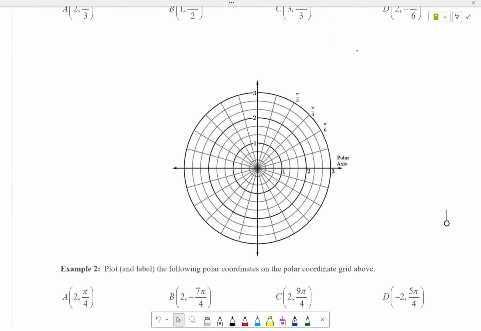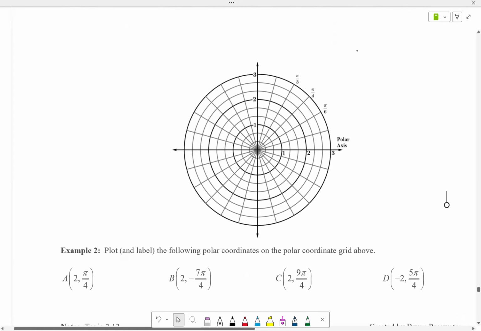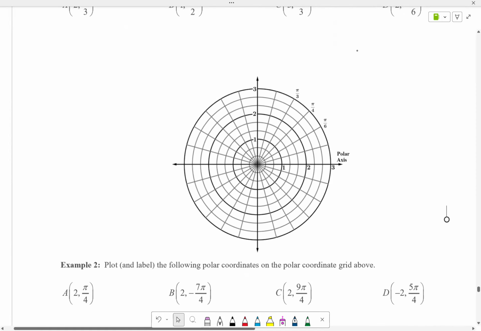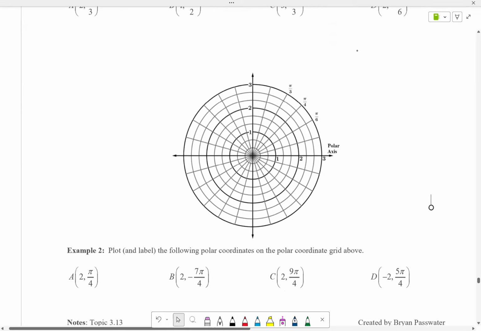I'd like to hear from Oliver. What do you notice about A, B, and C? They're all at pi over 4? Yeah. So they're all the same point. Do we agree that the first two had the same point? Just different names. What's interesting about polar coordinates is that there are multiple names for any particular point. In this case, there's at least 3. But let's talk about D.